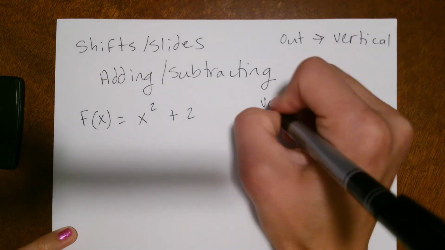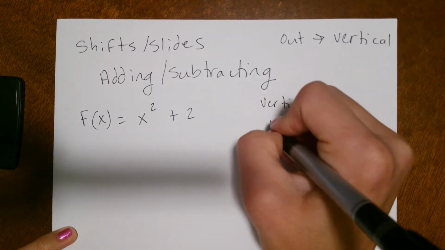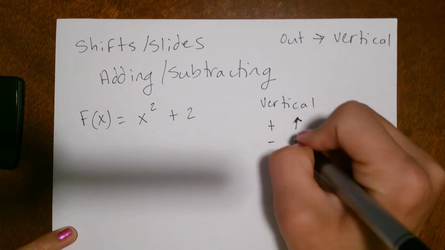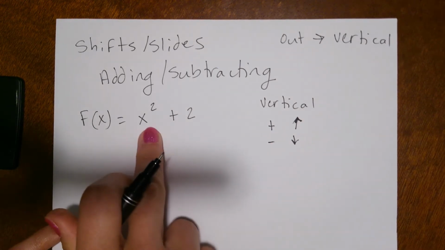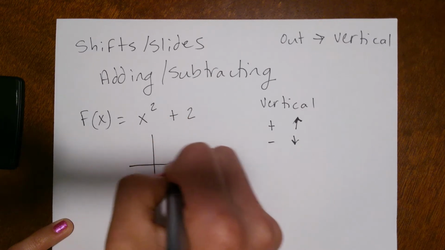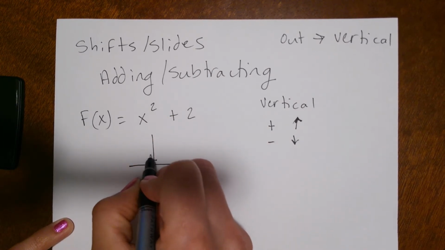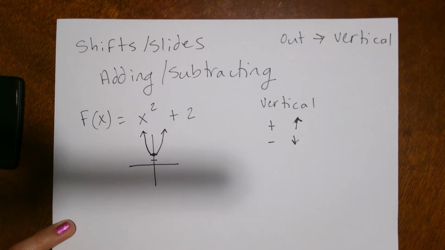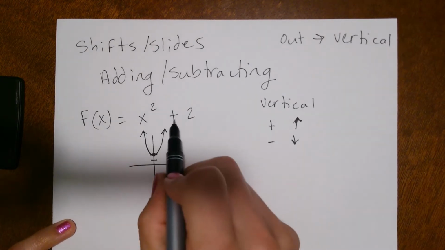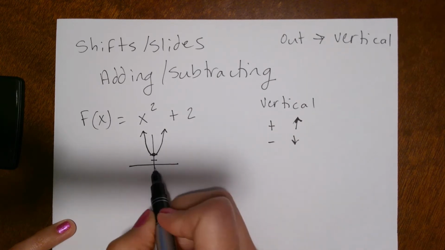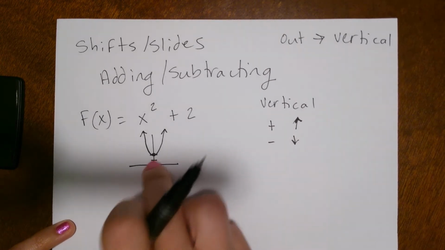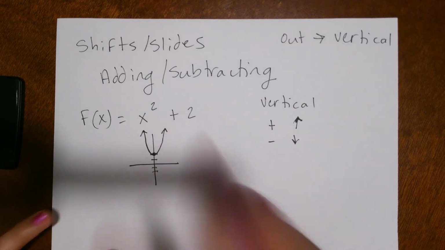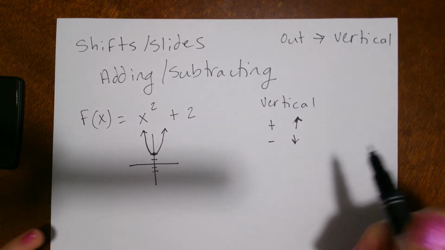So with vertical, if you add, then you are going up. Pretend that's an arrow. And if you subtract, you are going down. So the parent function is a quadratic that's centered at the origin. Since this is going up 2, I'm no longer at the origin, I am up 2. It's not any skinnier, any wider, it's not reflected, it's just simply shifted up 2. Now if I had x squared minus 2 right here, then I would have just gone down 2 instead of up 2. So again, knowing what those parent functions are is vital for you to be able to do these transformations. Alright, so if it's outside, it's vertical. Addition or subtraction means a shift up or down.